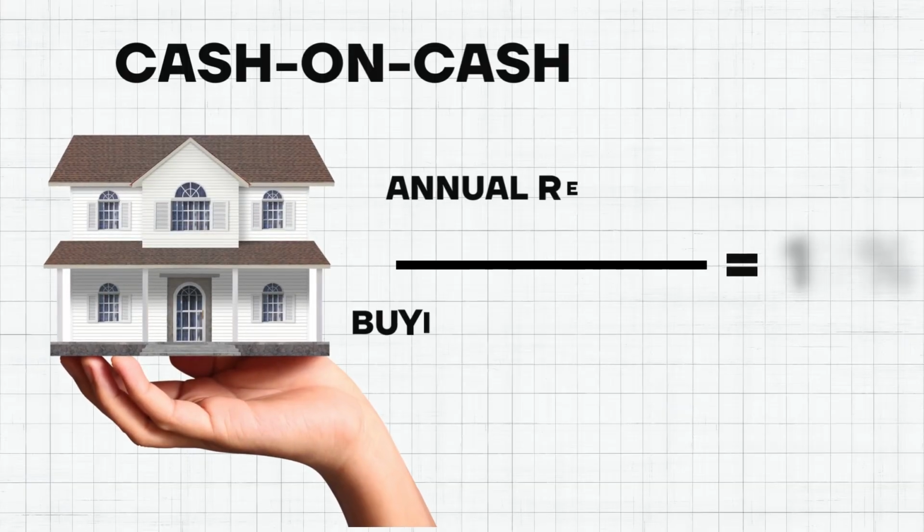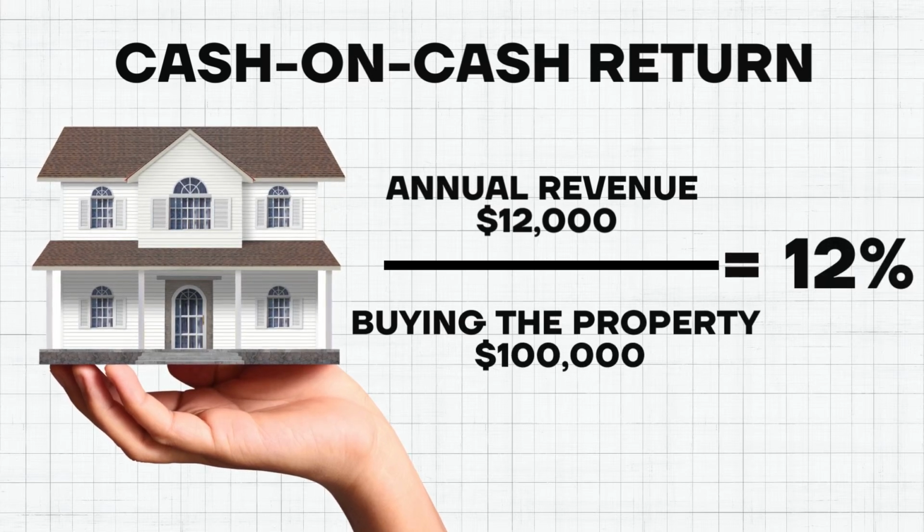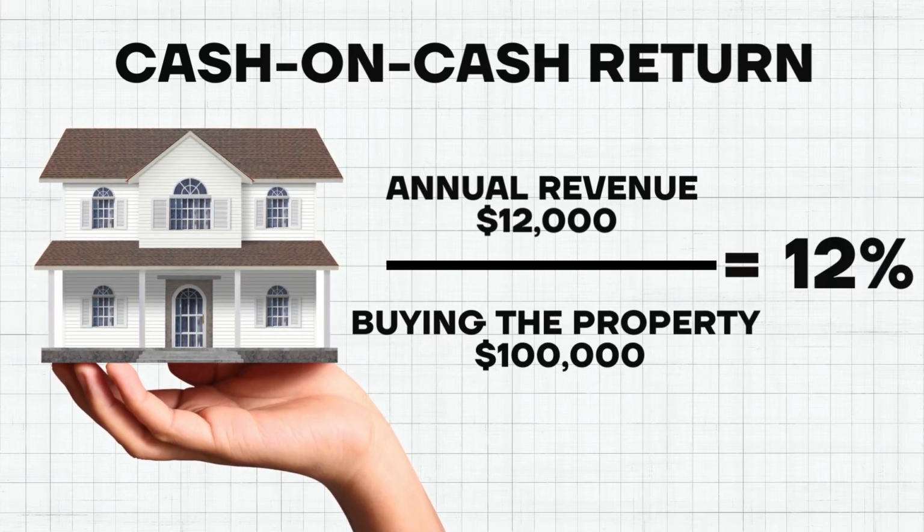Back to our example. We're looking at a property that has annual revenues of $12,000. Let's say we're buying it for $100,000 and it's a cash transaction. So I'm going to actually put out $100,000 to buy this property. I would have a 12% return on my money. My cash on cash return would be 12%. That's $12,000 of rental income divided by the amount of cash that I'm going to put in the deal, 12%. It's pretty quick, pretty easy math.